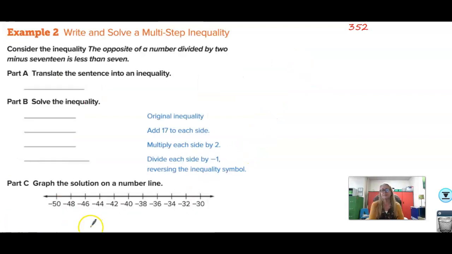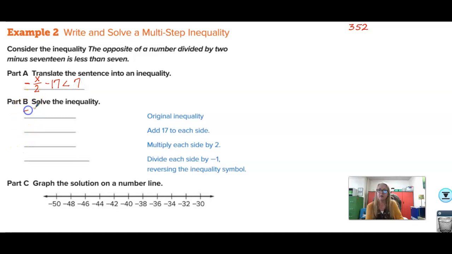Next page. Write and solve a multi-step inequality. Okay, so here they're saying the opposite of a number divided by 2 minus 17 is less than 7. So we have to write this as an inequality. The opposite of means take the negative, okay? The opposite of a number divided by 2. So x divided by 2, the opposite of x divided by 2, minus 17 is less than 7. Okay?